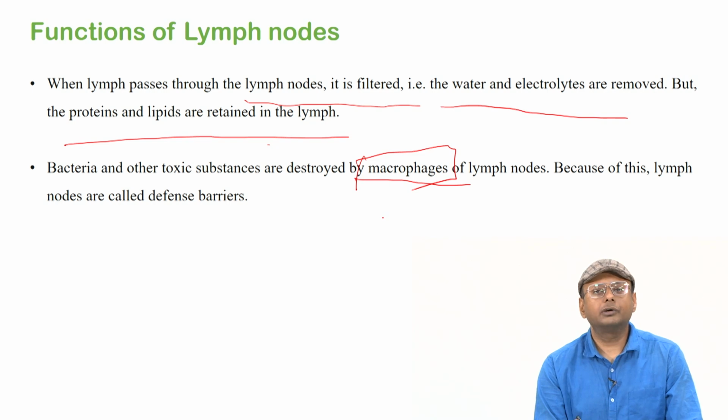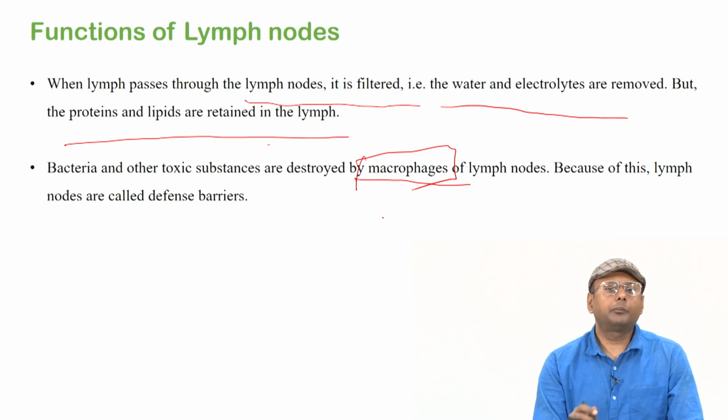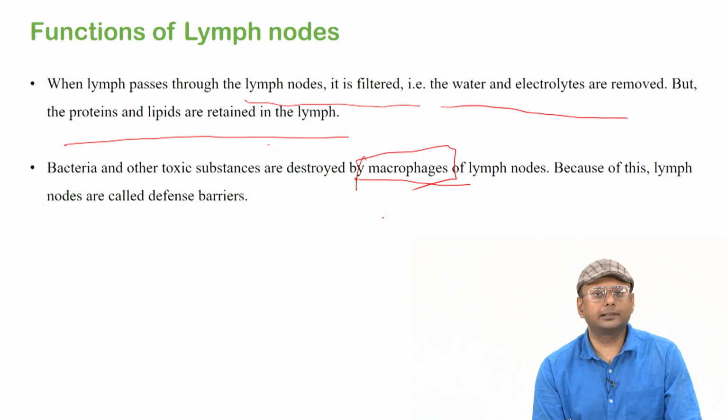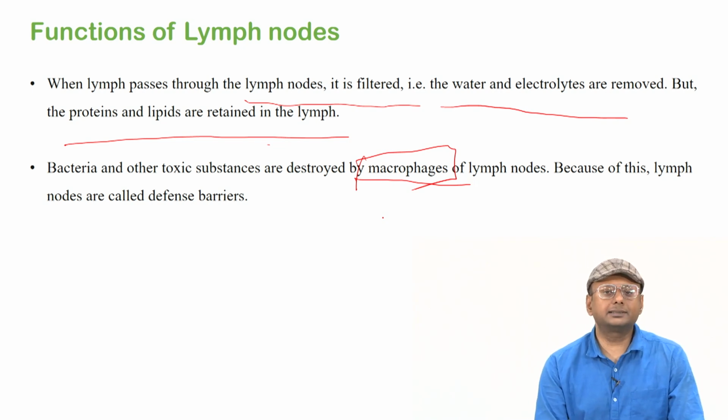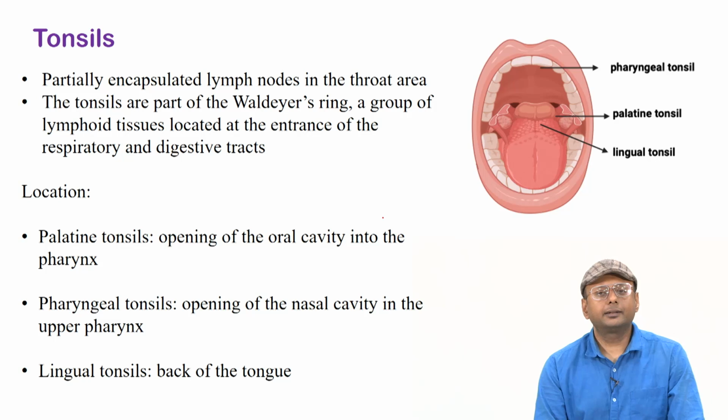So you can consider that these are the outposts of a castle, where we are putting surveillance on our enemies, and if any enemies try to cross those posts, we will attack them and destroy our enemies. Okay. So then next is the tonsil.